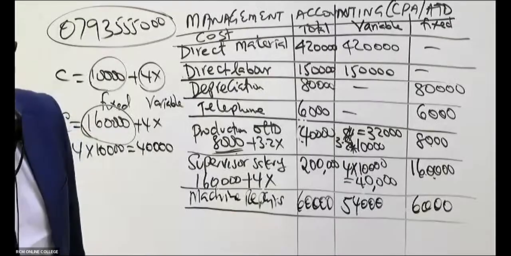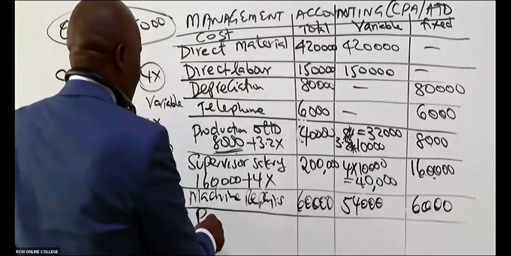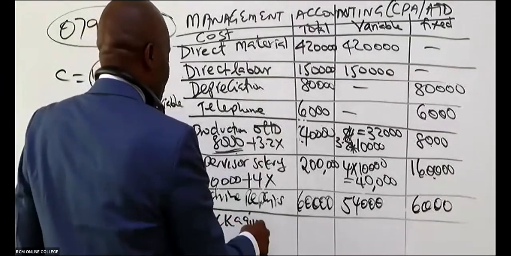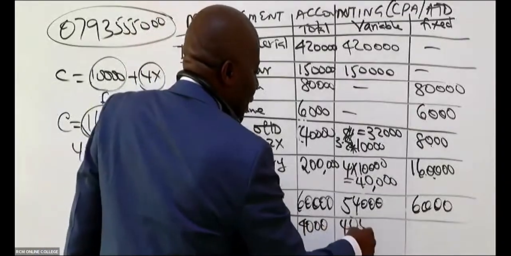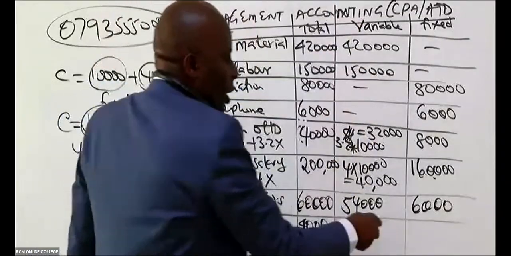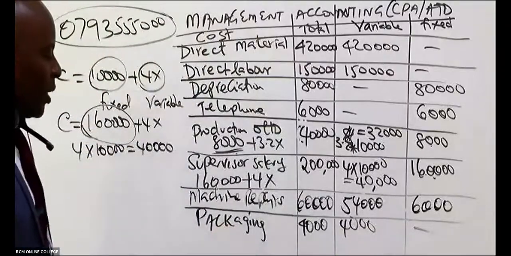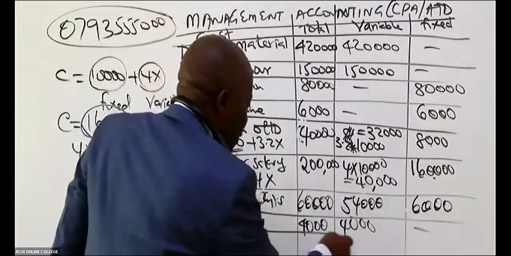Packaging, 4,000 total. And all of this is direct. Direct, I put them under variable. Nothing is fixed there, zero there. From there, ladies and gentlemen, we go to the very last expenditure.